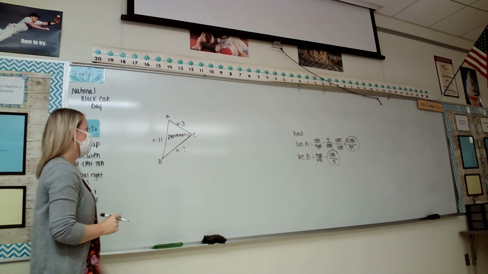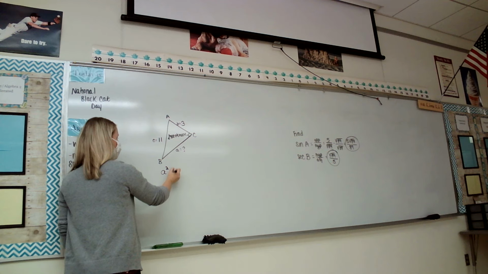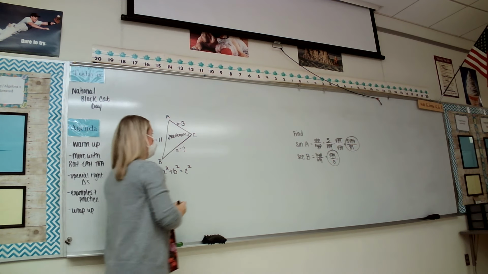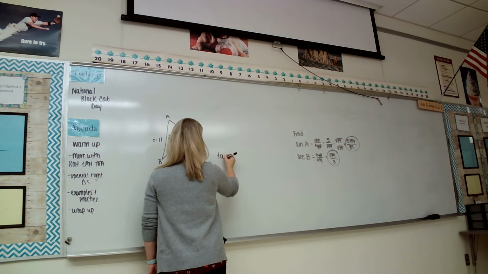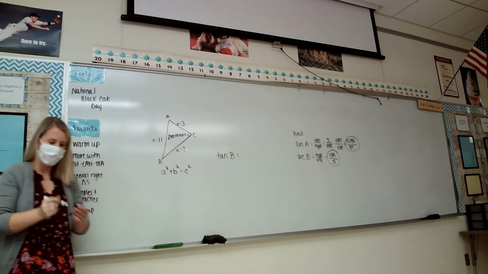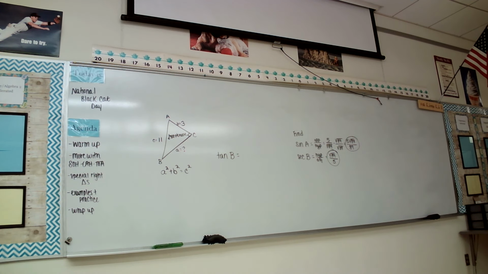So what you're gonna do is, can you find side A using a squared plus b squared equals c squared? And then can you tell me what is tangent of B? I'm just gonna ask that one thing. So I'll give you a second. I kind of tried to help you with the setup in case that was an issue on the last one.